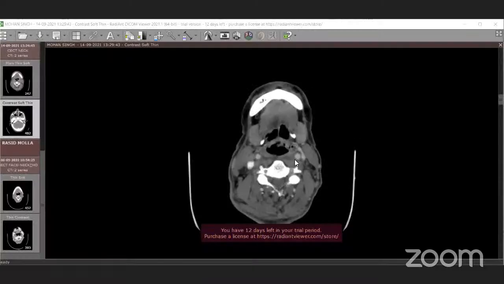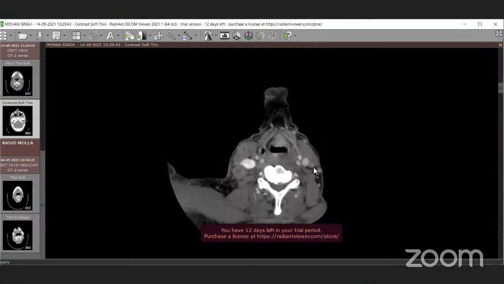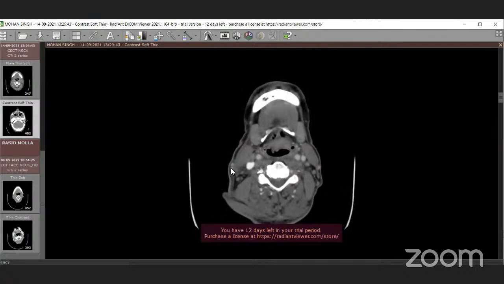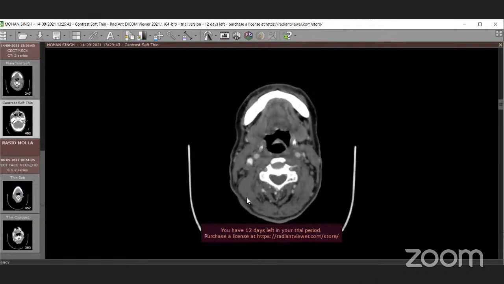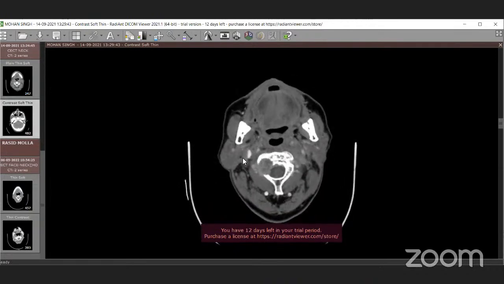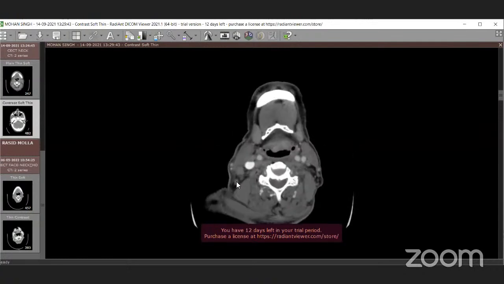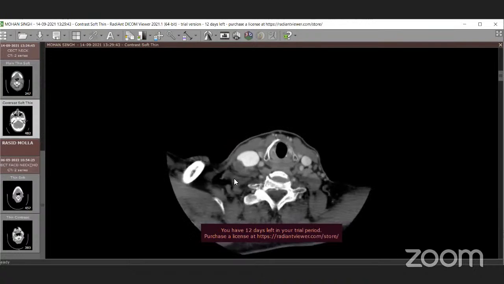Oh, sorry, I have to reshare this screen. I think the Radiant software is again visualized. So what we do is, this is the posterior margin of the sternomastoid muscle, and this is the anterior margin of the trapezius muscle. The entire fat plane in between is the level 5, starting from the level of the occiput or the occipital bone, inferiorly up to where we see the clavicle.